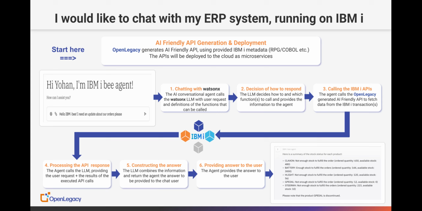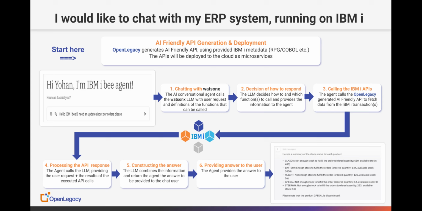The flow begins with the user asking a question. The AI conversational agent passes the user's question to the watsonx LLM, together with the function definitions mapped to the OpenLegacy API. The LLM decides which functions to call and passes the information to the agent. The agent uses the returned functions to call the AI-friendly API generated by OpenLegacy. OpenLegacy fetches the data from the IBM i transactions and returns it to the agent.